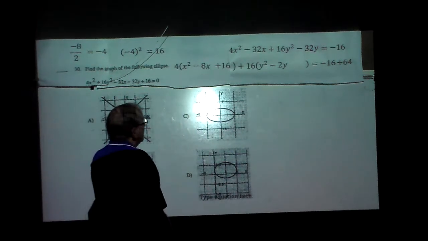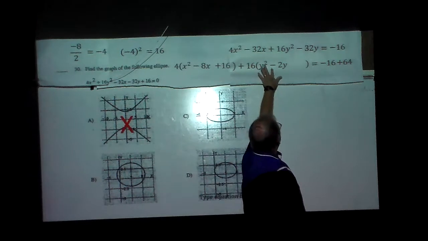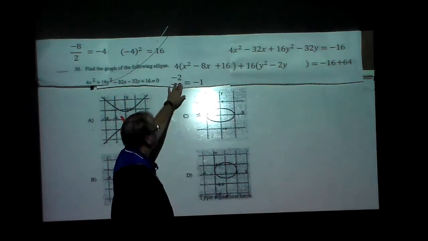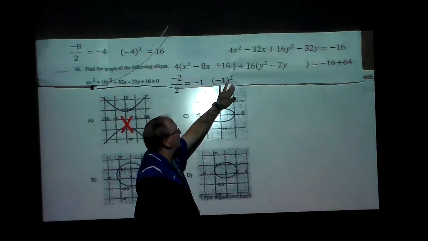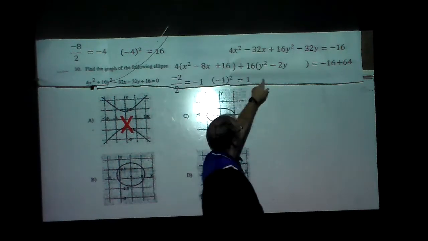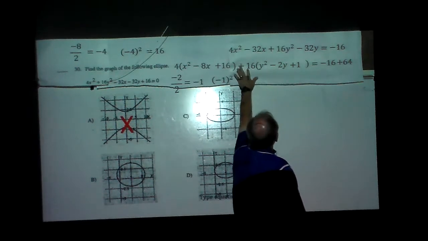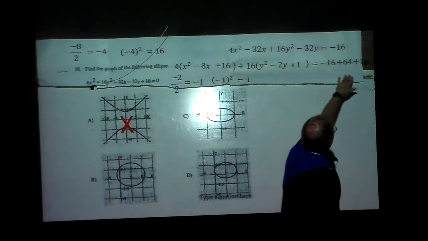Yes, I know. Now come back to this one, do the same thing here. This time taking the -2 divided by 2, which makes -1. But I have to square the -1, which makes a +1. So I'm going to add a +1 here. But adding 1 here was really adding 16 times 1. So I need to add a 16 right here.